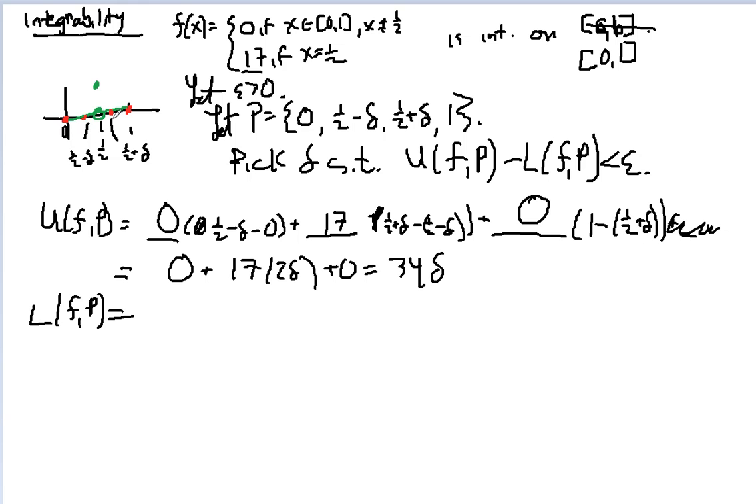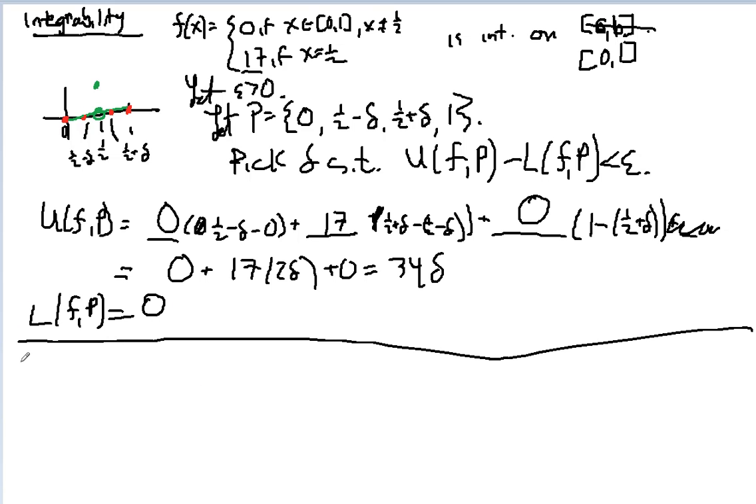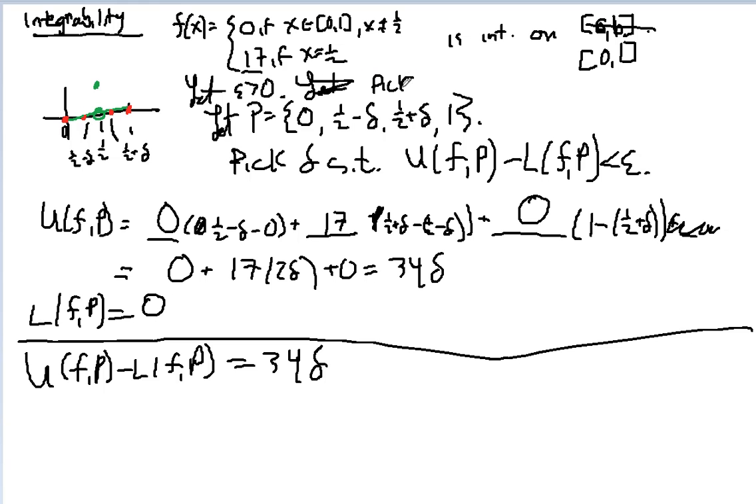L(f, P) is going to be nice and easy. The infimum is 0 there, 0 there, and 0 there. So L(f, P) is just 0 in this case. So I get that U(f, P) minus L(f, P) is equal to 34 delta. And if I go back up here, I'm going to pick delta equal to epsilon over 35. So then this is equal to 34 times epsilon over 35, which equals 34/35 epsilon, which is less than epsilon.